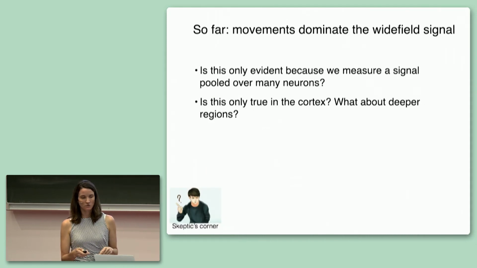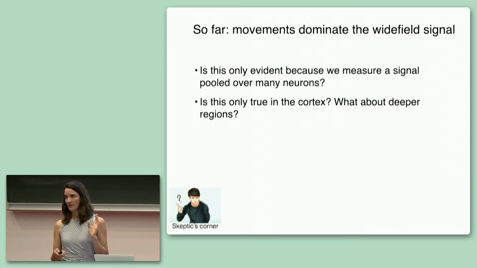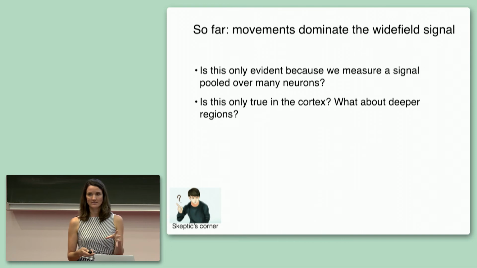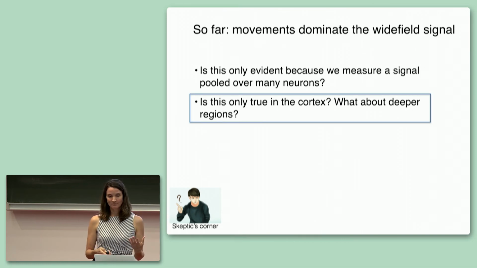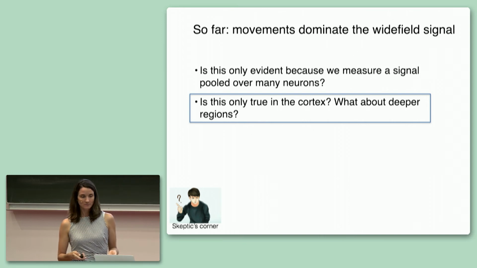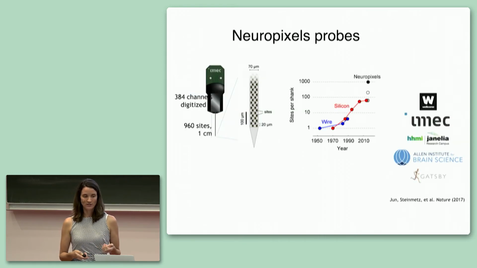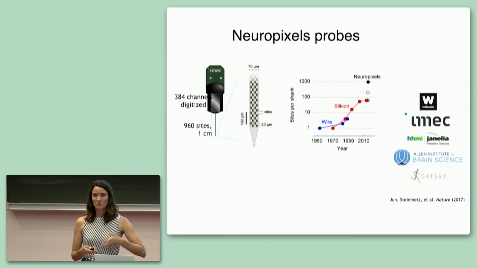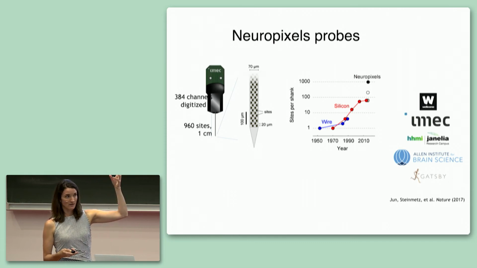Okay, so back to Skeptic's Corner. So I hope I've convinced you that the movement dominance that we report is not present because we're looking at pooled activity. So next question, is this only true in the cortex? What about deeper regions? So to get at that question, we turn to our NeuroPixels probes, which are a really nice biosensor that has electrodes all the way up and down a long shank.